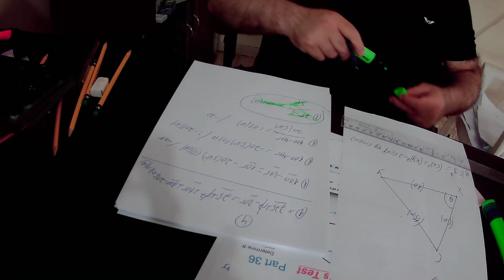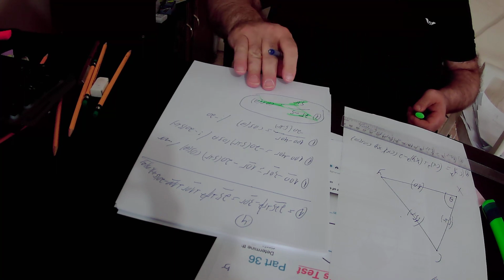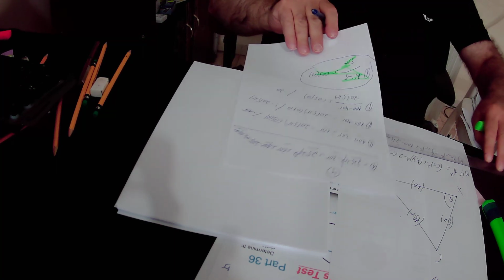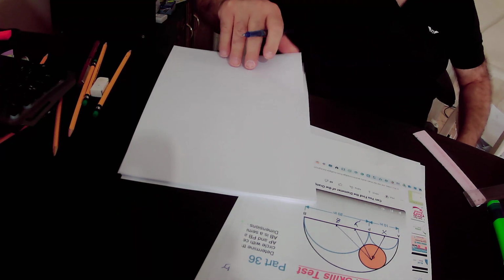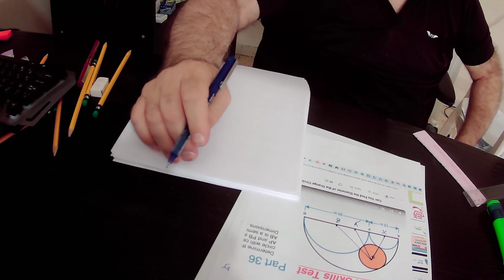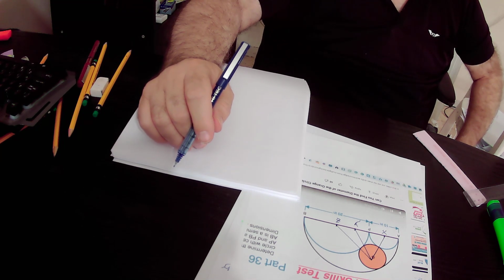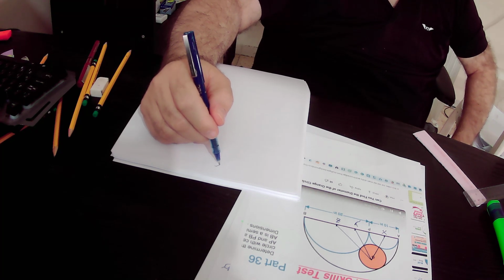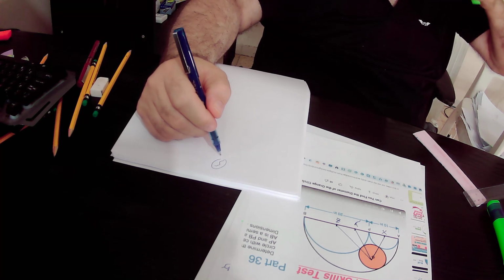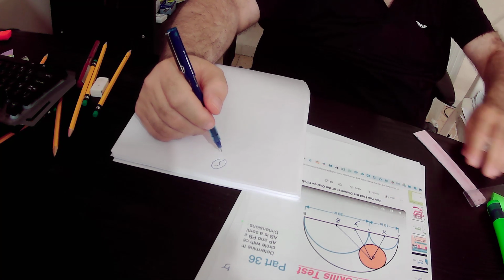In the next step, we will implement the Pythagoras theorem on triangle CXZ. So I will copy triangle CXZ in this new page, and we'll implement the law of cosines in triangle CXZ.